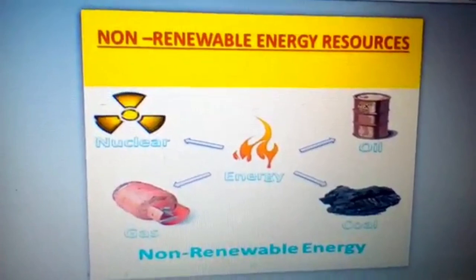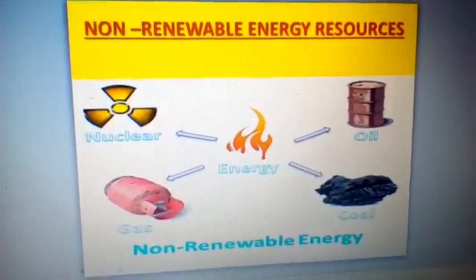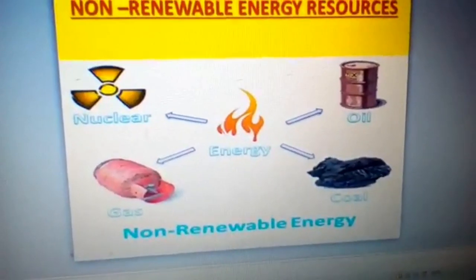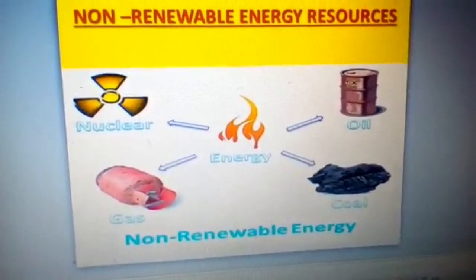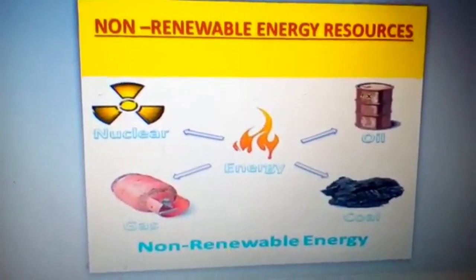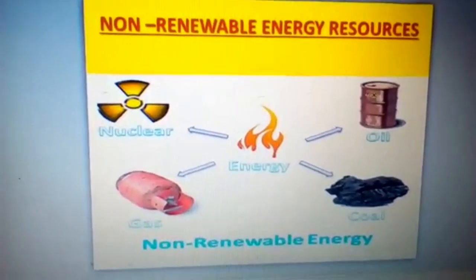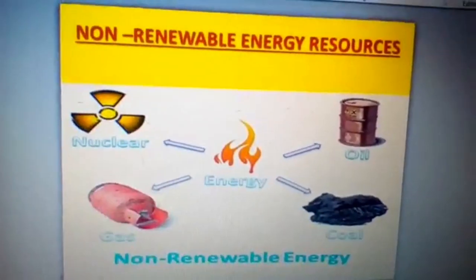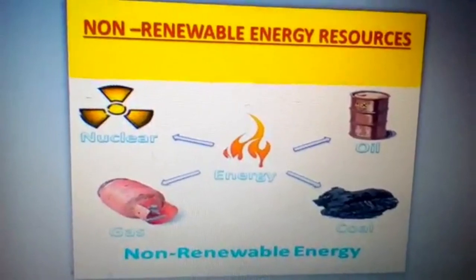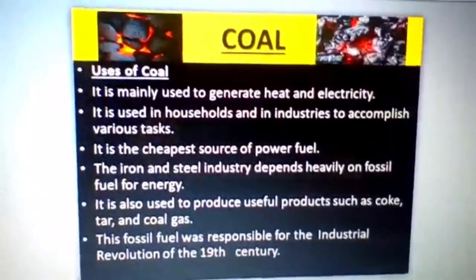Not only the fossil fuels, but the nuclear energy obtained from the uranium deposit is also a non-renewable resource, because uranium deposits in the world are very limited. Therefore, they will also get over at one point of time after extensive use of it. Let us now understand all the non-renewable resources in detail. The first one is coal.